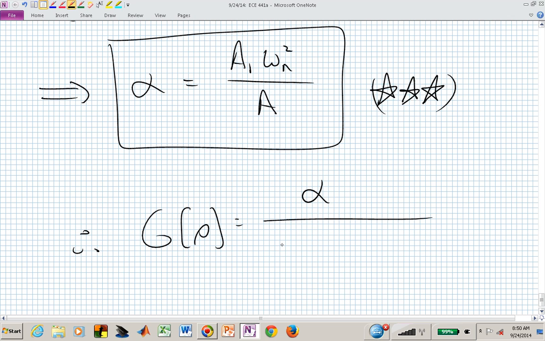That's now alpha over s squared plus 2 zeta omega sub n s plus omega sub n squared. All from your step response, transient response in your lab or experiment. So you've taken experimentally found data in the time domain and identified a second order system that you can now see where its poles are. This is a pure two-pole system. It doesn't have a zero in it. You'll need that on exam number 1.